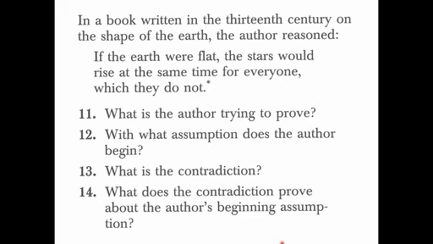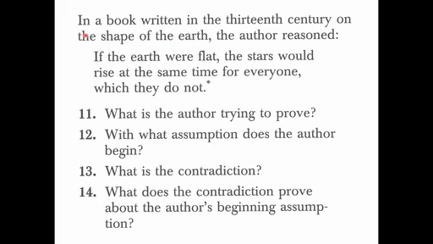Another approach is a person using indirect proof. And I think you guys actually use these at times without realizing it. You say something like, blah, blah, blah. Yeah, but he didn't do that, so it can't be that way. So maybe the "yeah, but" is the thing that gives you a hint as to an indirect proof. Well, here's an example. 13th century, he's talking about the shape of the earth, and here's what the author says. If the earth were flat, the stars would rise at the same time for everyone, which they do not.